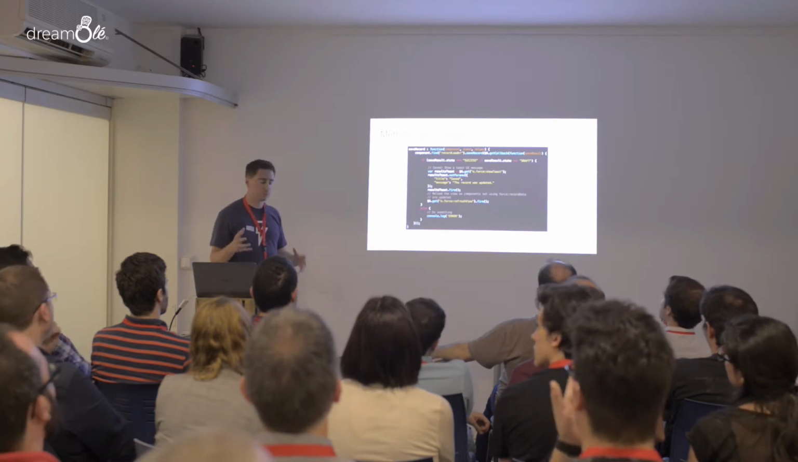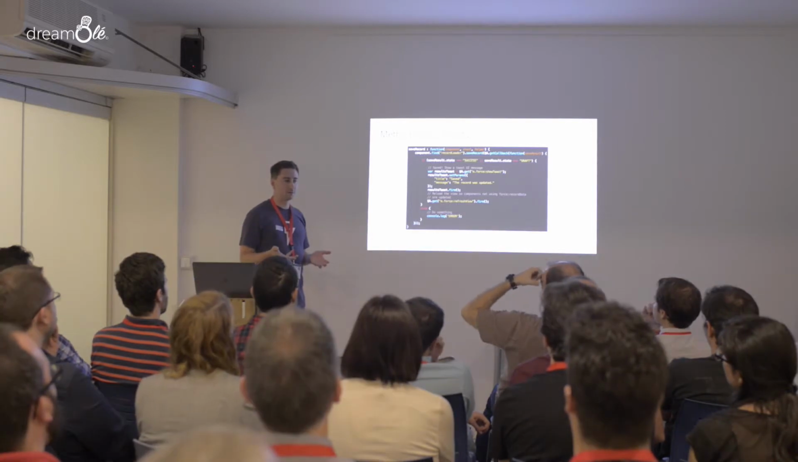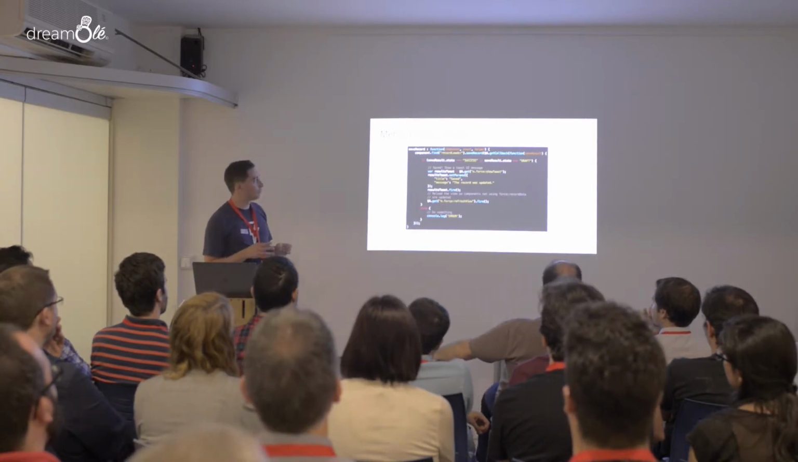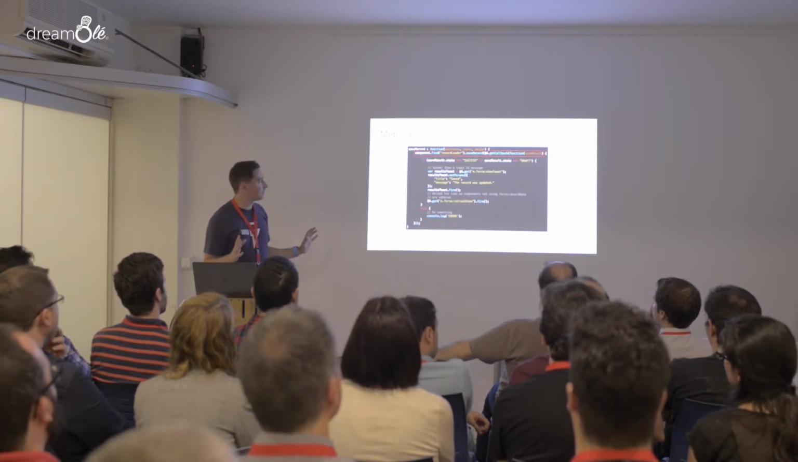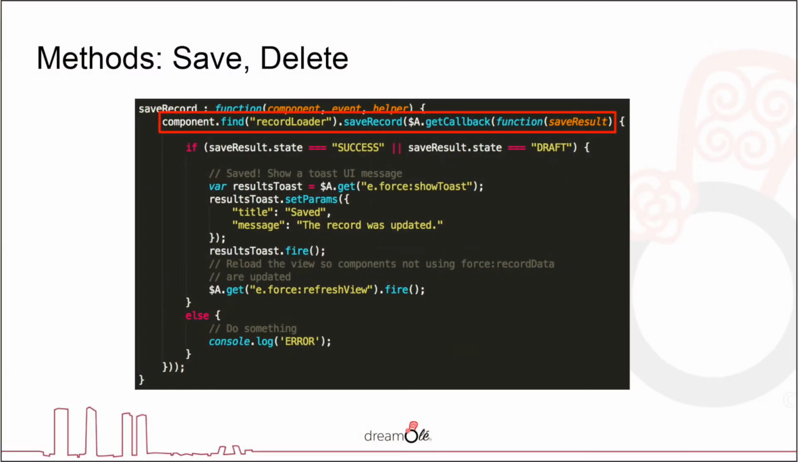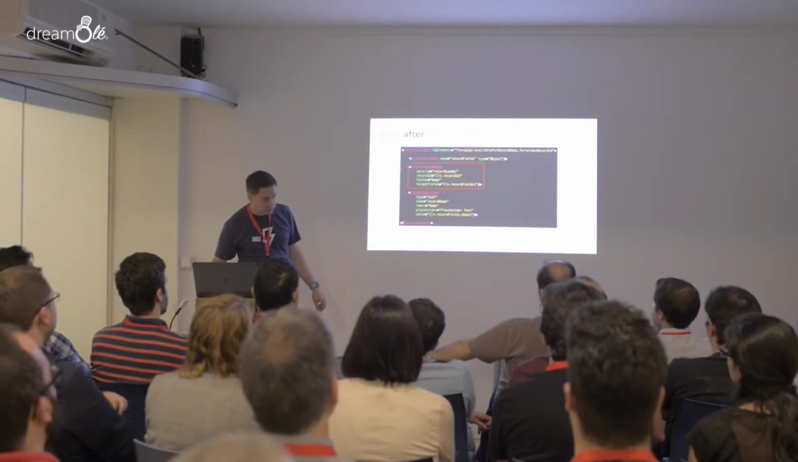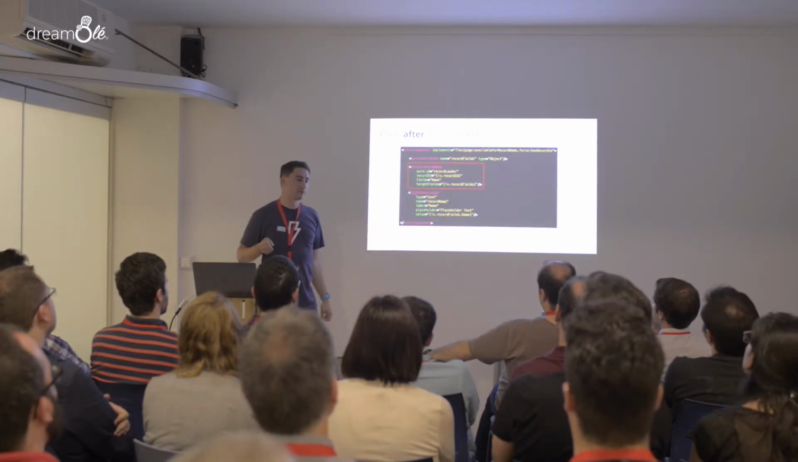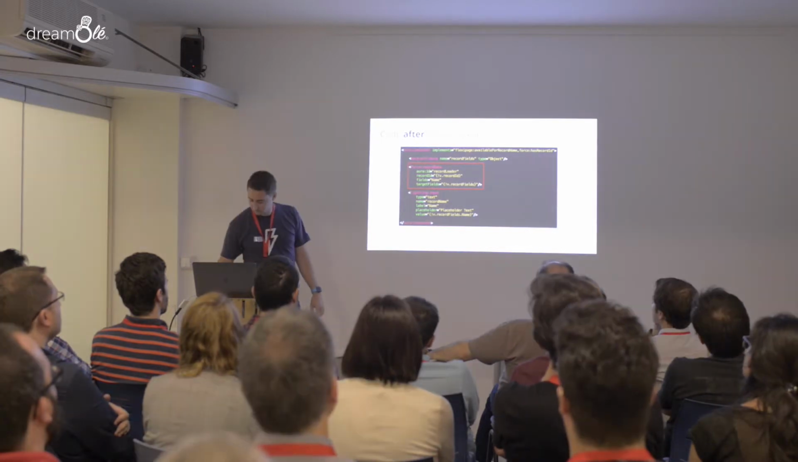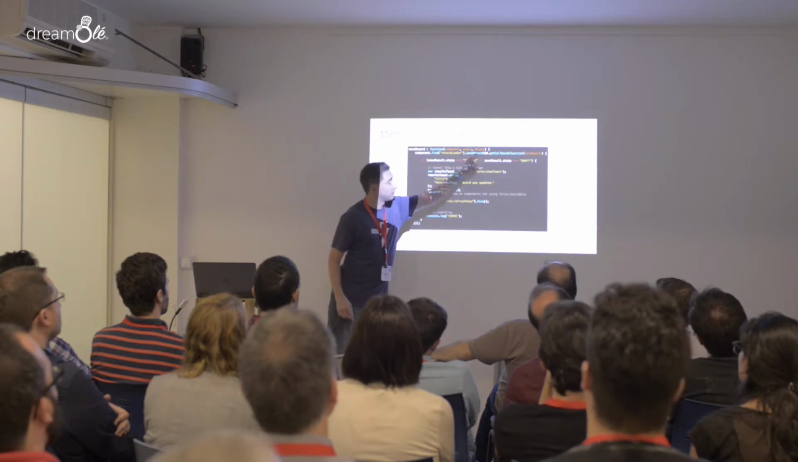If you have some methods with it, like save and delete, the same thing as we have in a standard controller too, you will have to write a small JavaScript for it. But if you want to do the very basic stuff, it's just this line. You get the record loader, which is the name of the ID. It says, give me the attribute of the Lightning Data Service. And then it's just .saveRecord, and that's it.